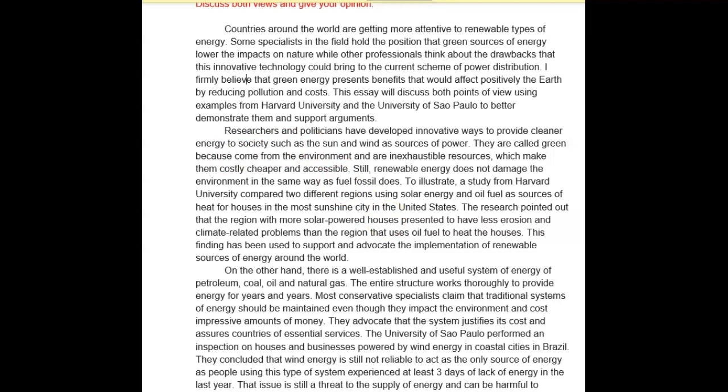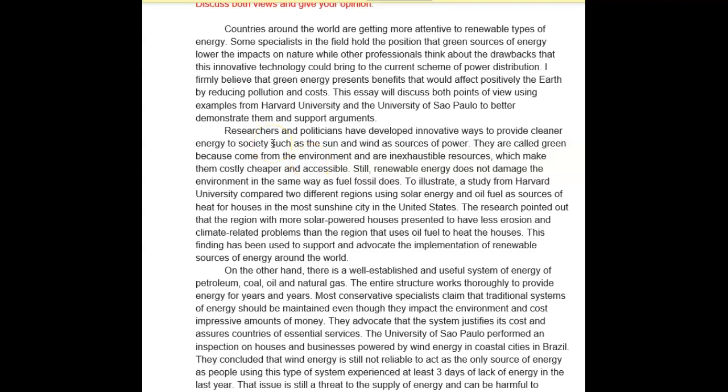Researchers and politicians have developed innovative ways to provide cleaner energy to society, such as the sun and wind as sources of power. They are called green because they come from the environment and are inexhaustible resources, which makes them, you can't say costly, cheaper. No, costly means expensive. It's a synonym for expensive. So, which make them cheaper and more accessible. You need to do this kind of structure because you have this and here. So if this is in the comparative, this has to be in the comparative as well. So which make them cheaper and more accessible.